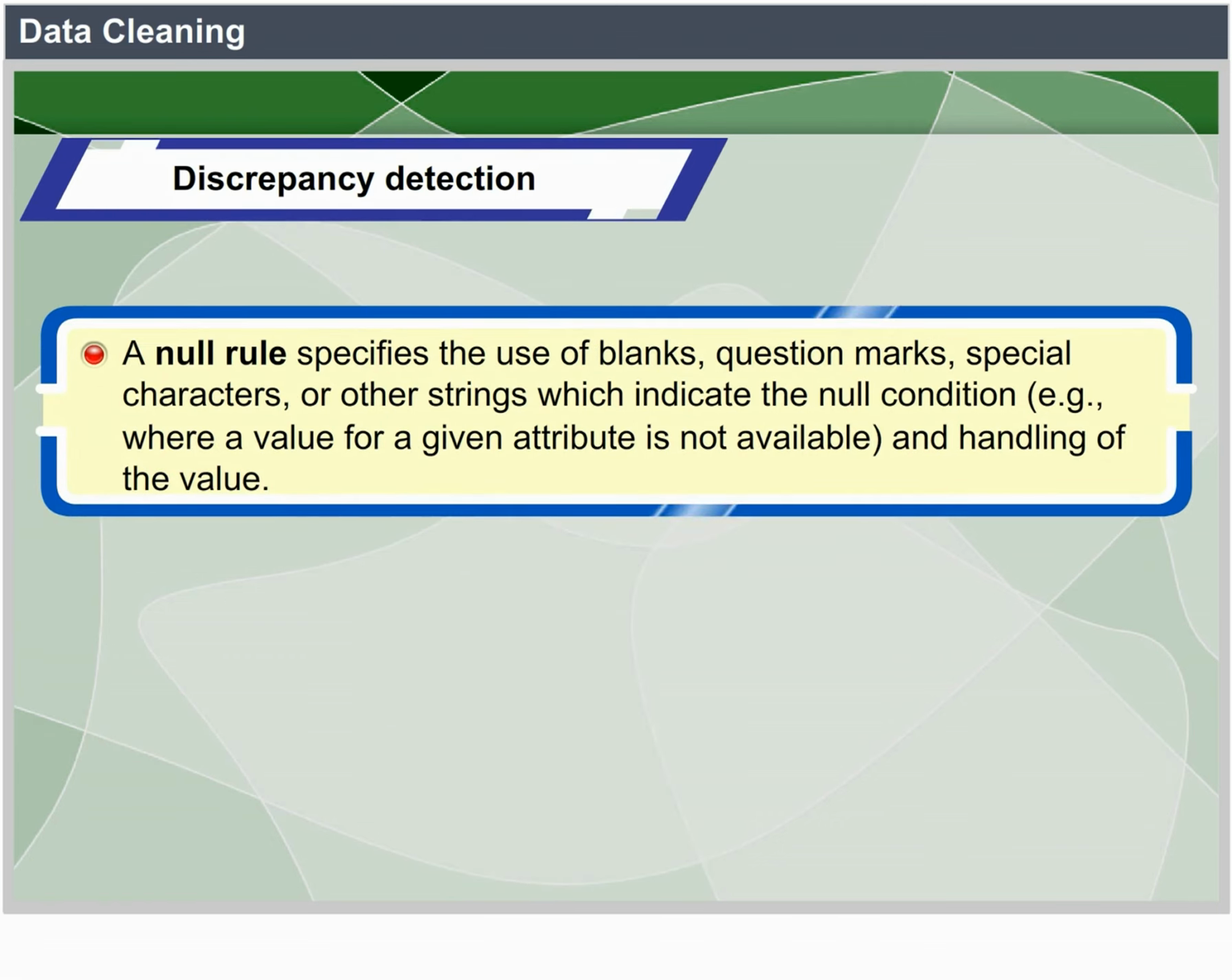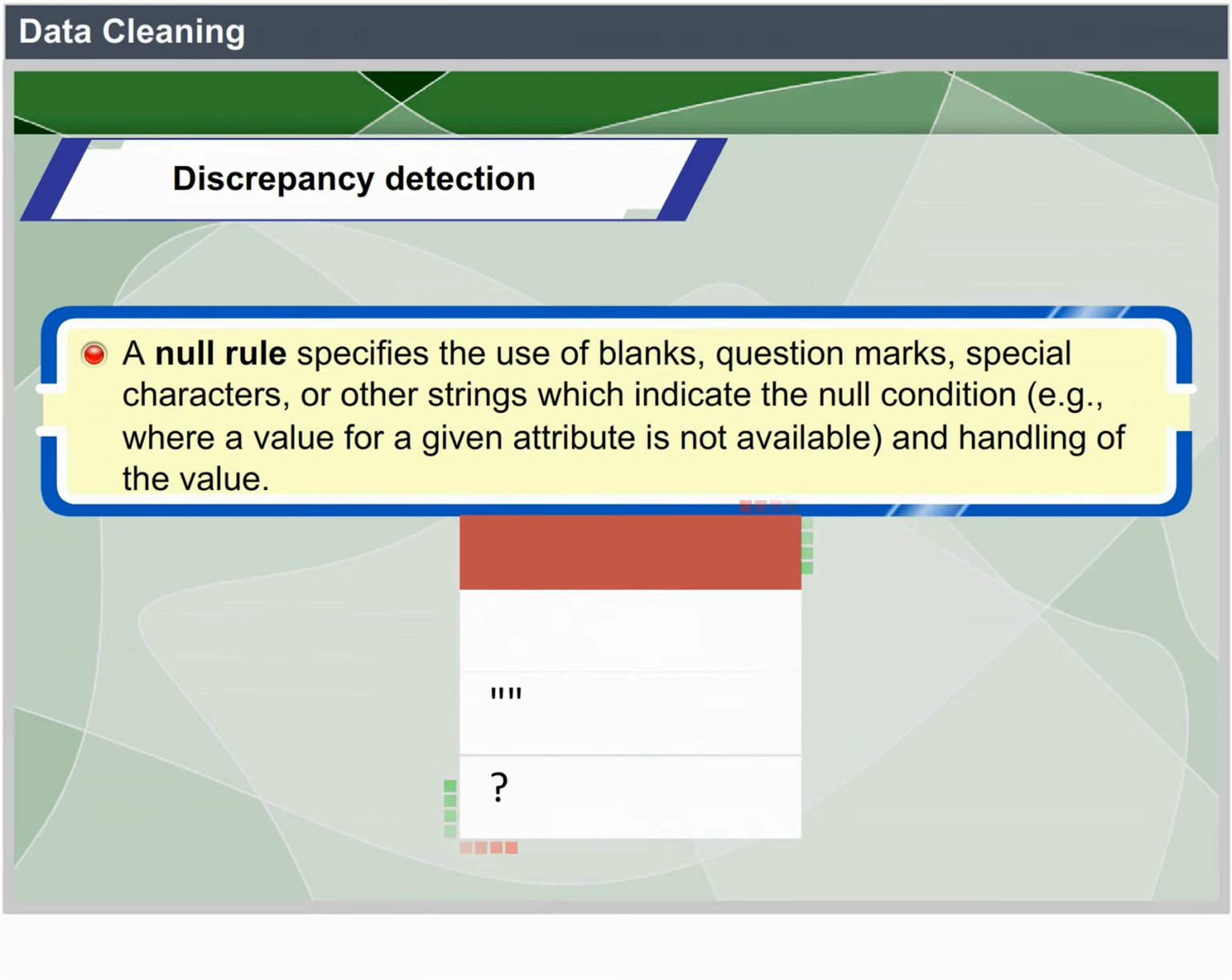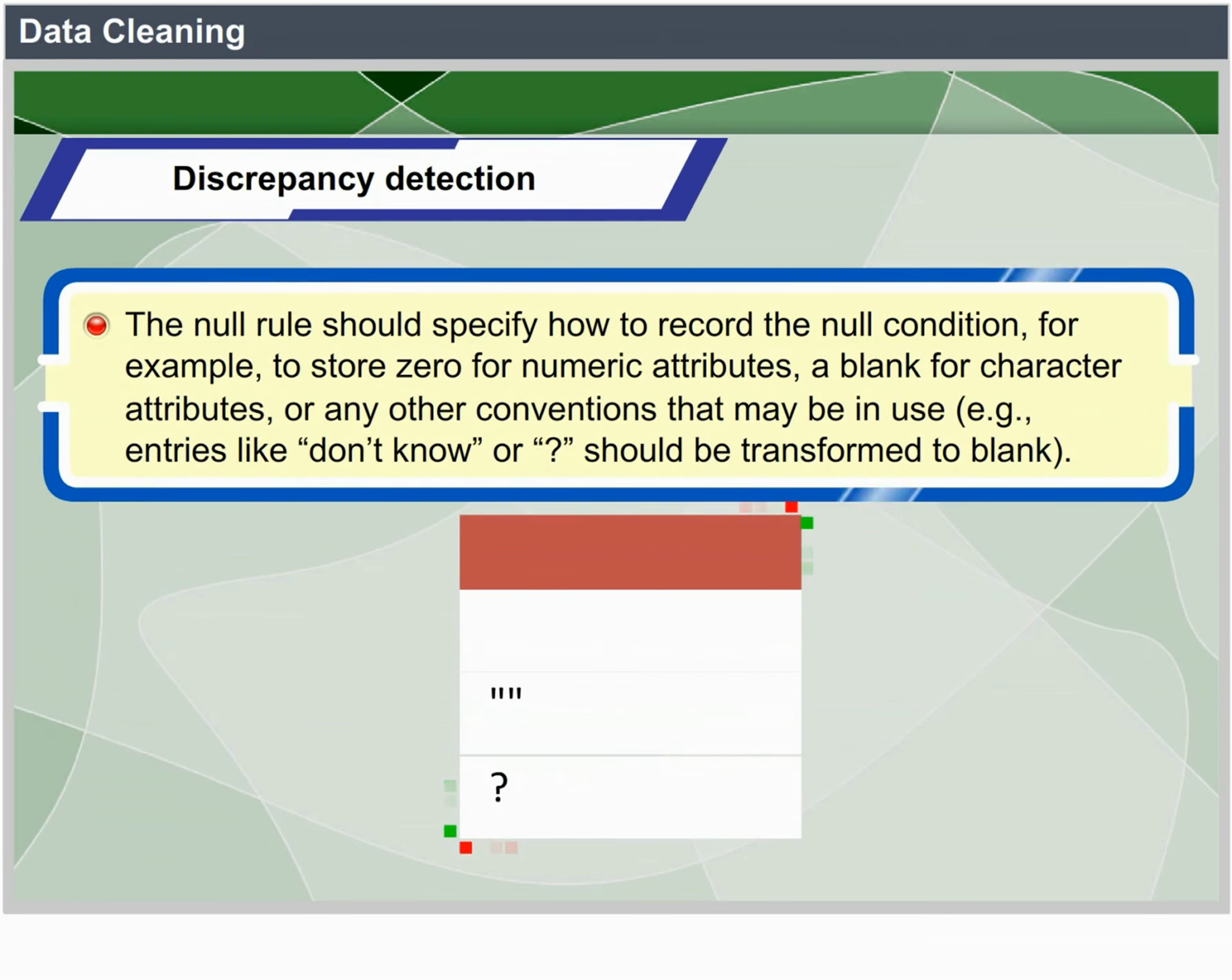A null rule specifies the use of blanks, question marks, special characters, or other strings that may indicate the null condition, for example, where a value for a given attribute is not available, and how such values should be handled. The null rule should specify how to record the null condition, such as to store 0 for numeric attributes, a blank for character attributes, or any other conventions that may be in use. For example, entries like "don't know" or "?" should be transformed to blank.